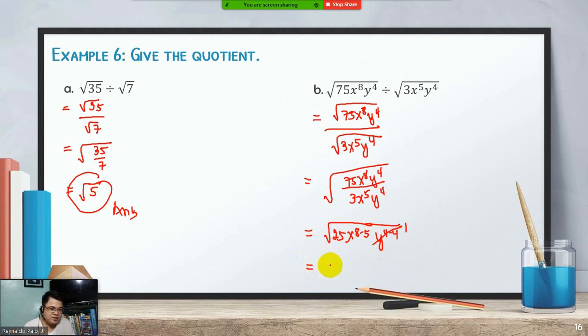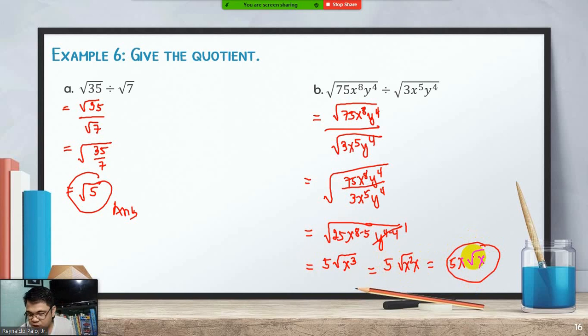Alright, so let us now simplify. Square root of 25 is 5. Square root of x, 8 minus 5 is 3. Then we can still factor 5 square root of x cubed, or simply 5x square root of x, because x squared is a perfect square. This will serve as your final answer. 5x square root of x.